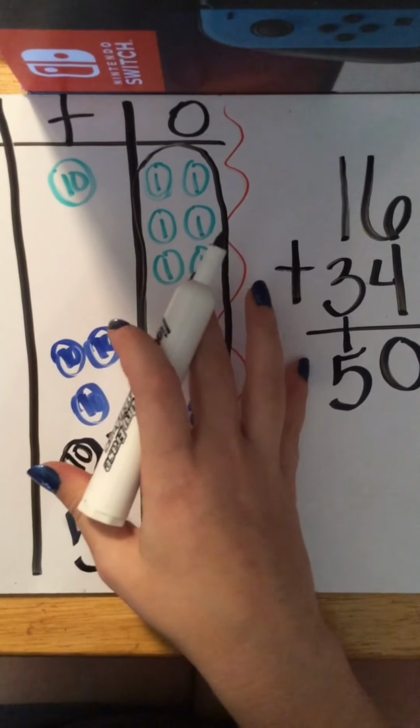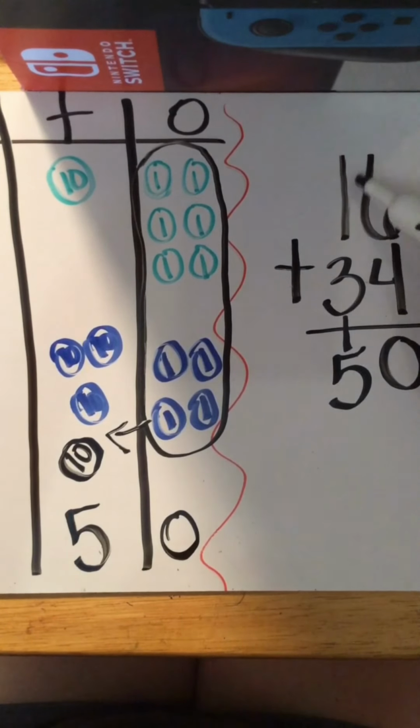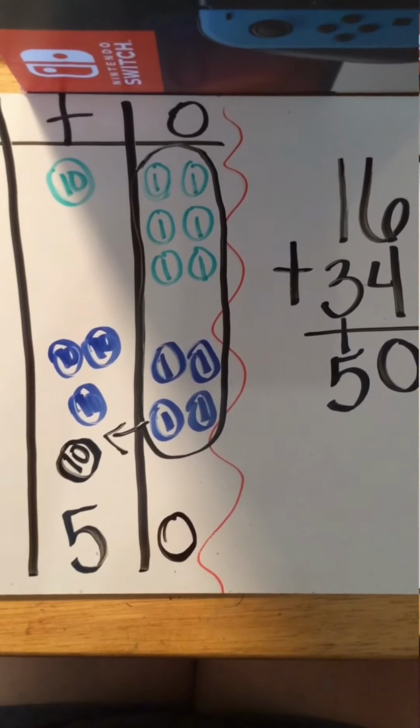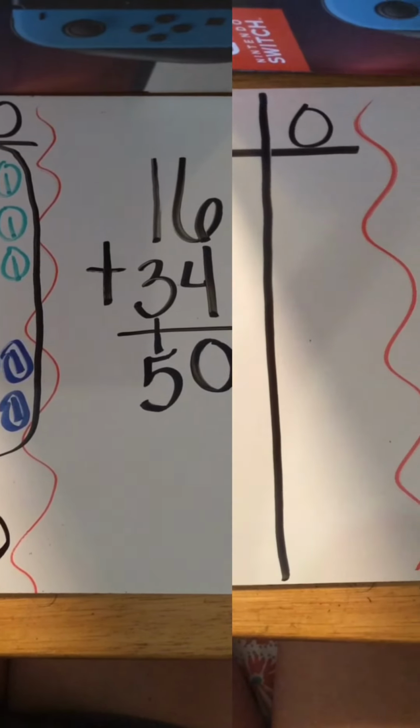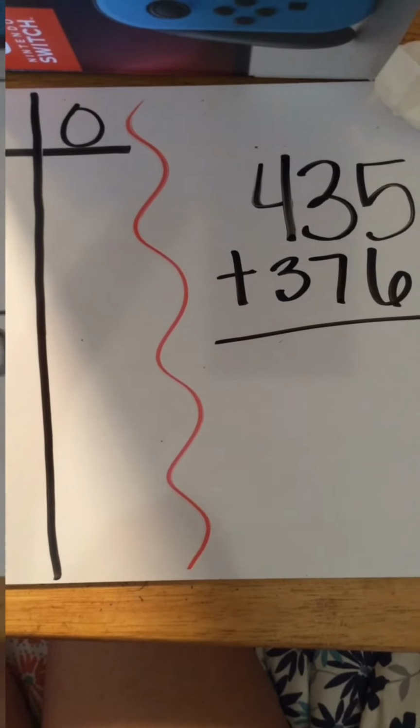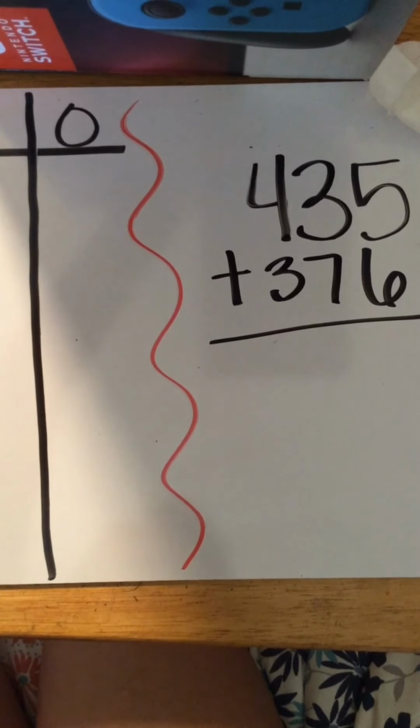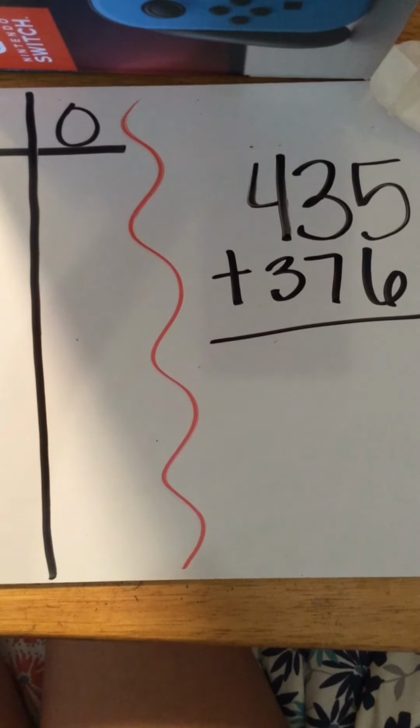So I write it down here on the line to make sure I see it before I add it all the way down. Okay, let me get my board erased and our 3-digit number ready. Okay, here we go. We have our 3-digit addition equation. For our top number, we have 435, and for our bottom number, we have 376.